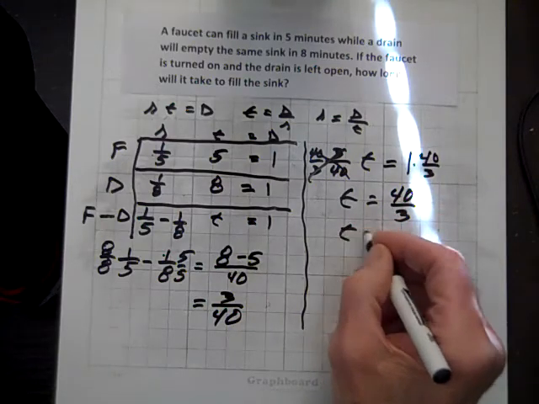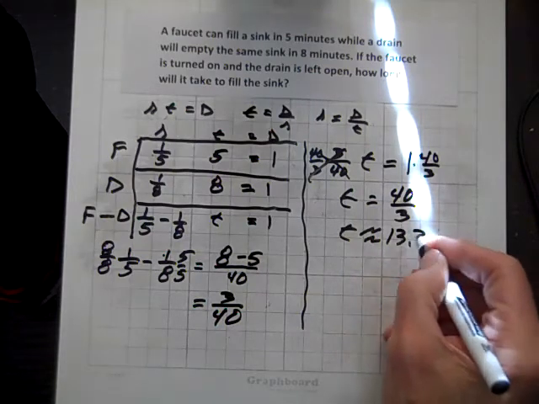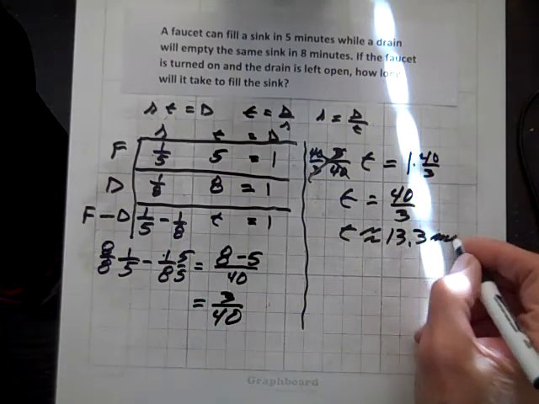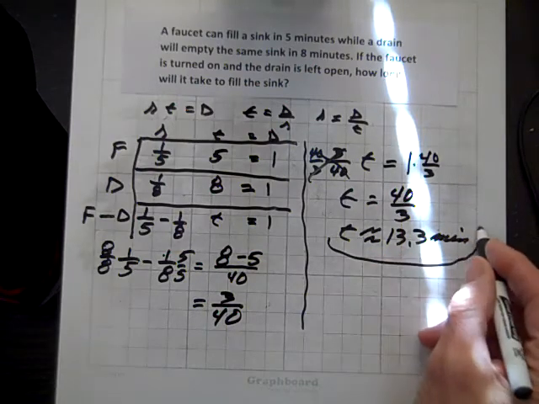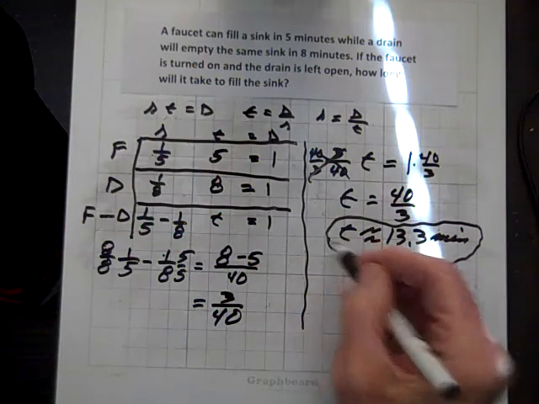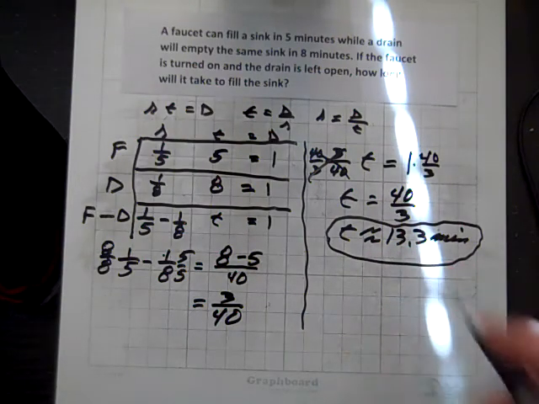which in terms of a decimal equals approximately 13.3 minutes. And that is the time it takes to fill the sink when the faucet is open all the way and the drain is open, and we're done.